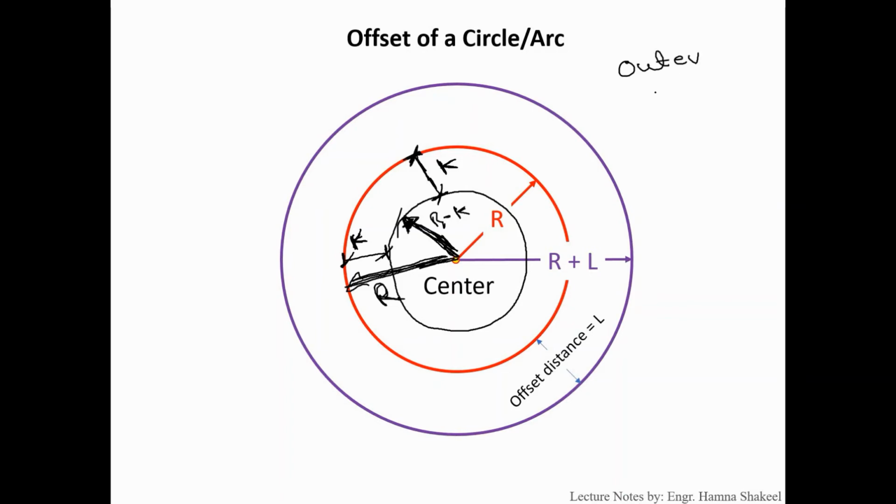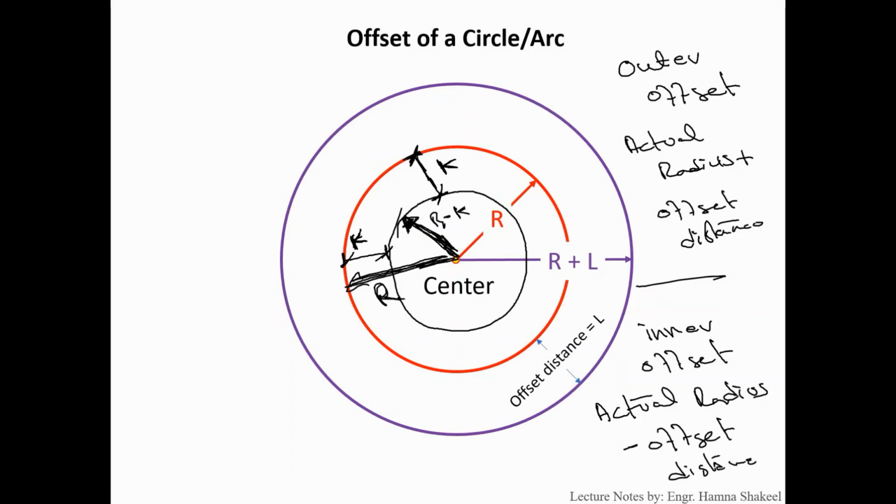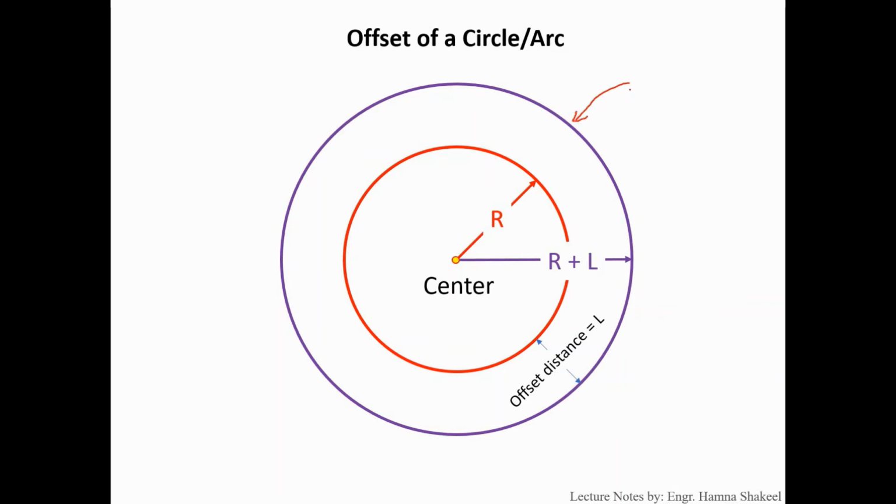So for an outer offset, you have to take the sum of the actual radius plus the required offset distance. And if you want to take the offset on the inside, for the inner offset, you can subtract the offset distance from the actual radius. Let's consider this outer offset to discuss a few more properties.